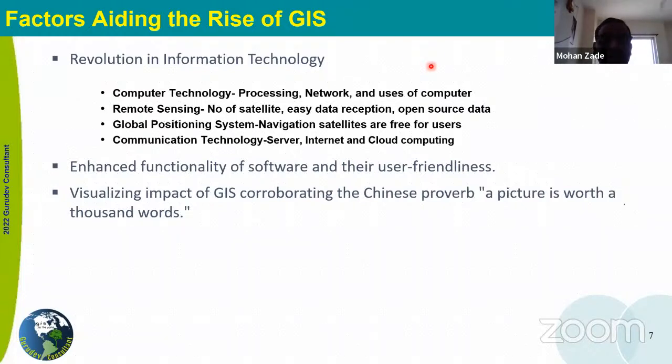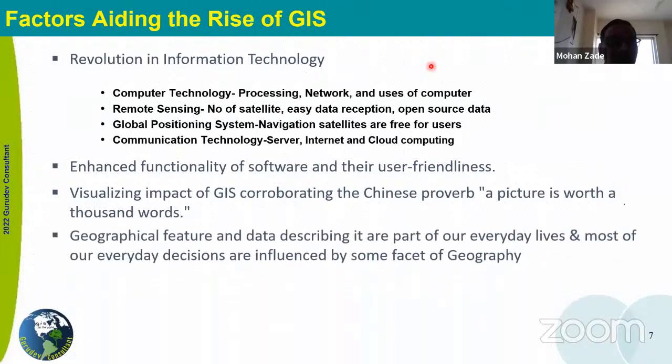Third, the visualization impact of GIS is now greater. People don't like big theories or long narrations. They want a simple picture which can show the exact description of that area or of what they want. Pictures always say more than letters or words. That is the reason maps have also become popular.